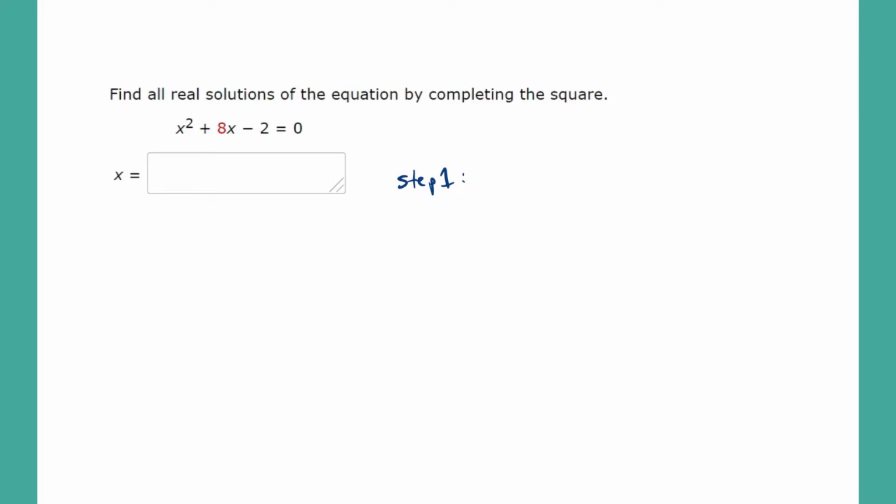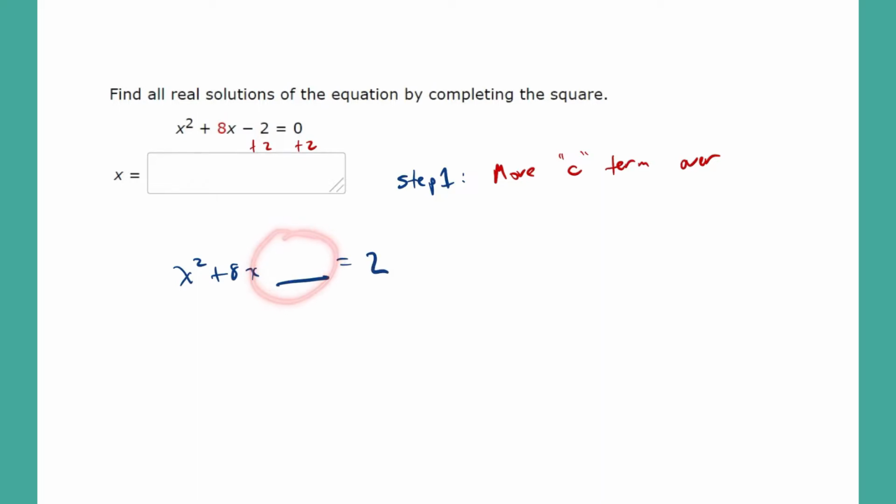So in this case, we're going to go with step 1 is to bring the c term over. So let's move the c term over. If we do that, we're going to get plus 2 on both sides. So far we have x squared plus 8x. I'm going to leave a blank here, equals 2.